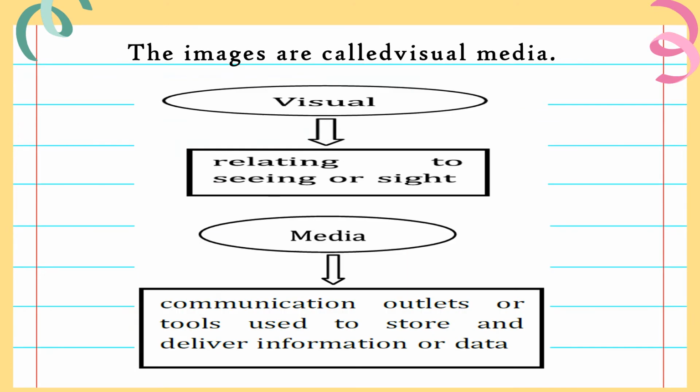Next, so we can take a look at the concept map here. The images are called visual media. Yeah, they are examples of visual media. So when you say visual, this is relating to seeing or sight. Of course, you're using here your sense of sight, and the organ that we're using is your eyes.